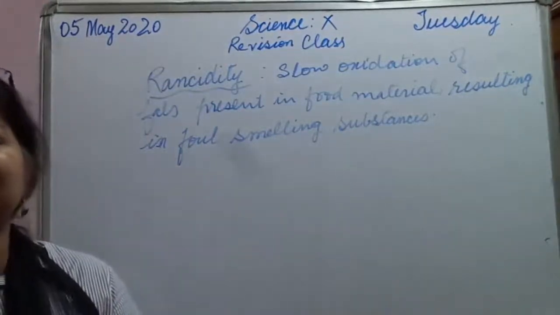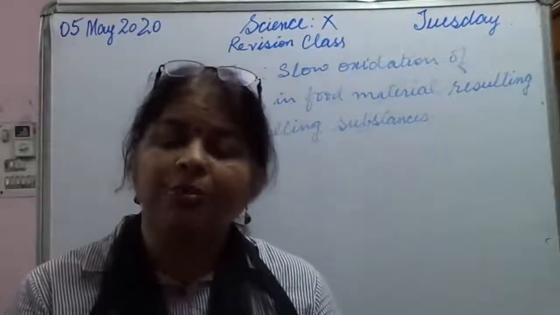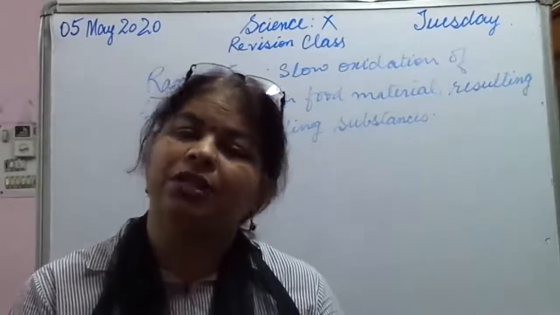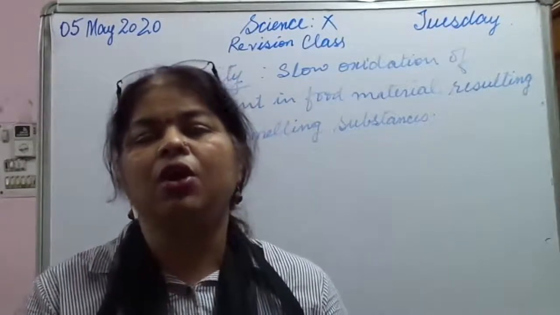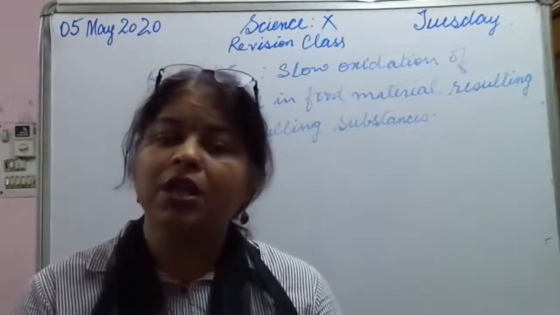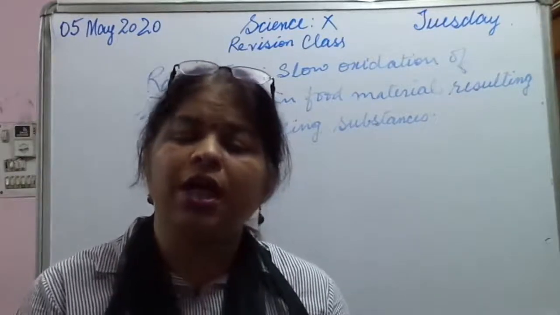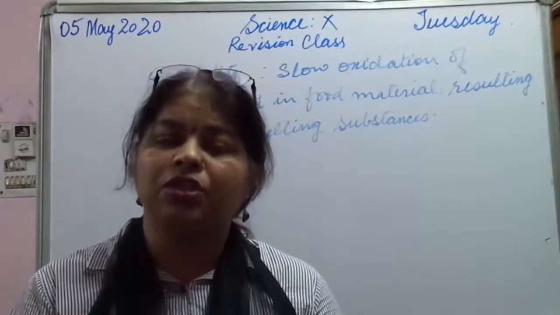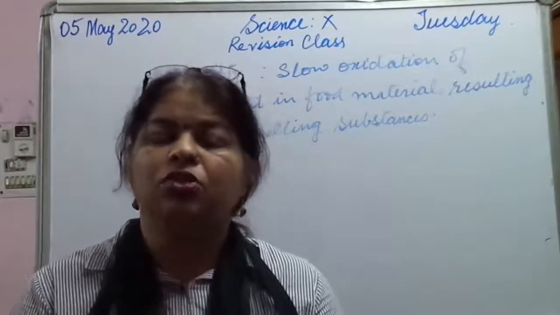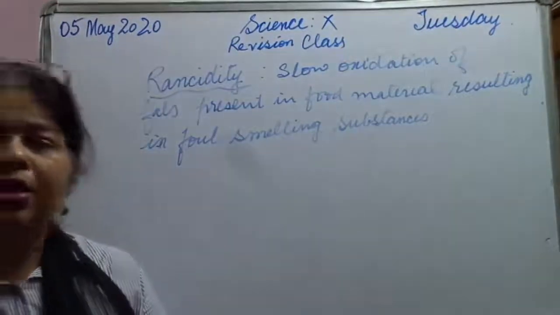Besides that, what else? We can deep freeze the food. Food can be kept in a freezer or refrigerator, so that at low temperature rancidity won't take place. Or we can add some preservatives, like BHA, butylated hydroxyanisole, or BHT, butylated hydroxytoluene. These are the preservatives which can be added to food to avoid rancidity.